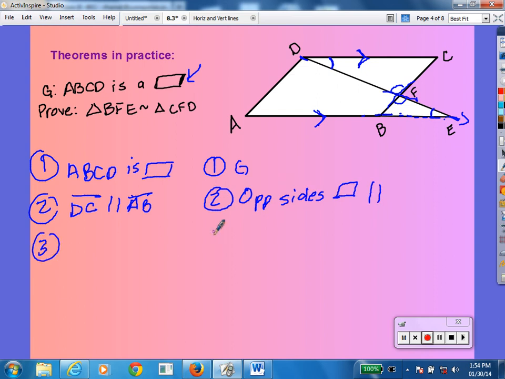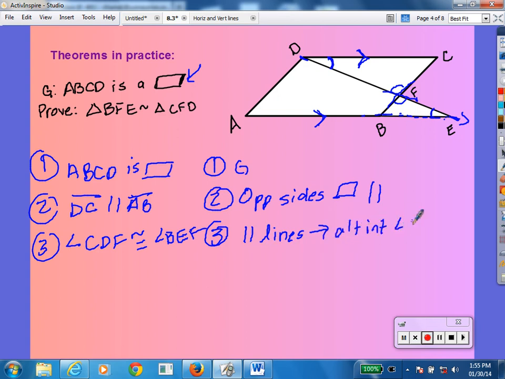Now, from that, we decided that angle CDF, which is this angle up here, was congruent to angle BEF because if parallel lines, then alternate interior angles are congruent. So we have the pair.